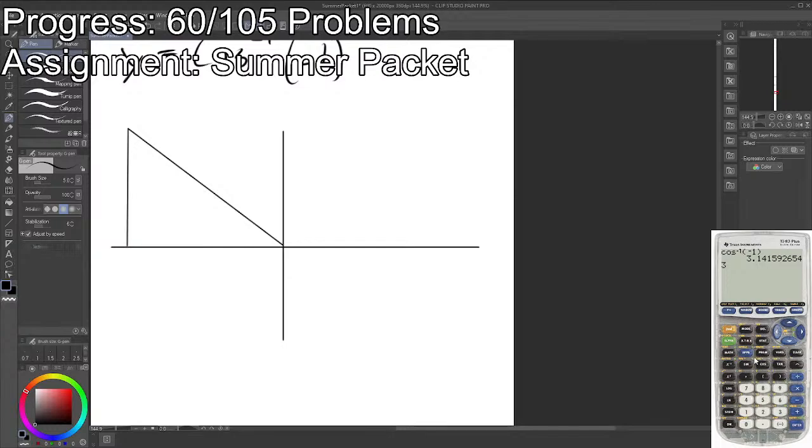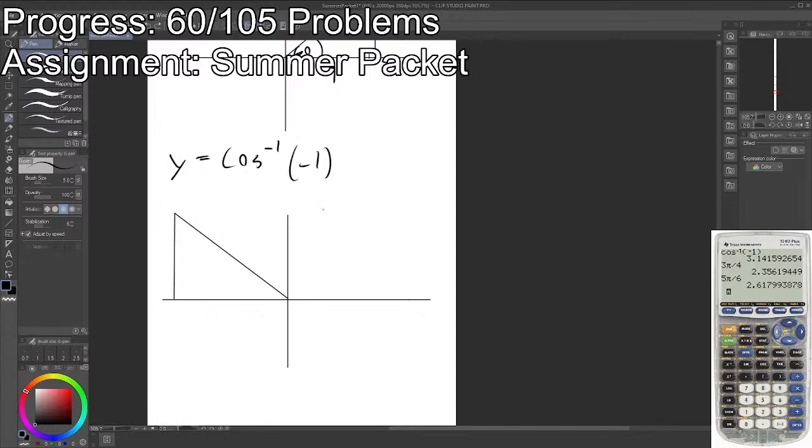3 pi over 4. Nope. Pi over 6. Nope. Oh, it's pi. Okay. It's this pi. So 180. I mean, it's negative. Yeah, okay. Jeez, dude. My brain's melting.